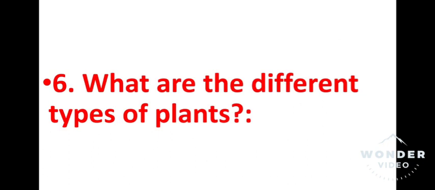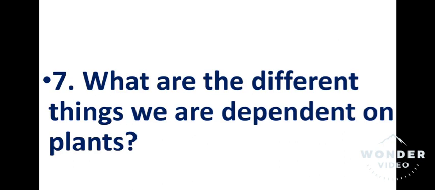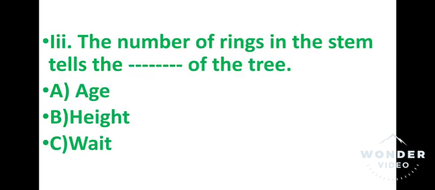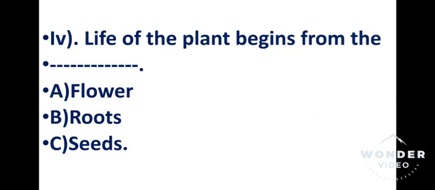What are the different types of plants? What are the different things we are dependent on plants? Choose the correct alternative. Tall trees have dash system. Second, dash supports the tree. Third, the number of rings in the stem tells the dash of the tree. Life of the plant begins from the dash.